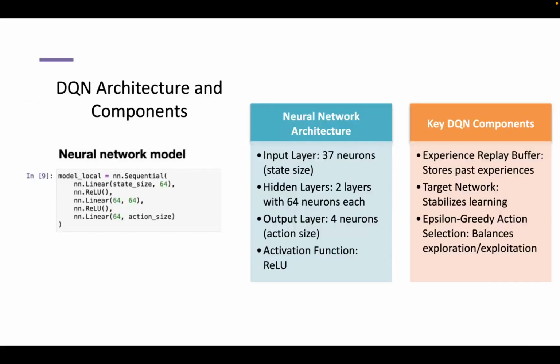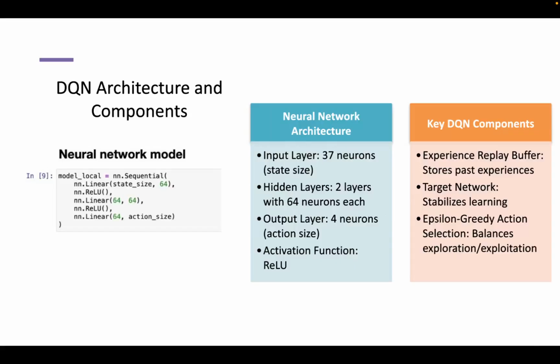To solve this problem, I implemented a deep Q network, or DQN. The neural network architecture consists of an input layer with 37 neurons corresponding to the state space, 2 hidden layers with 64 neurons, each using ReLU activation functions, and an output layer with 4 neurons corresponding to the possible actions. The key components that make DQN effective are an experience replay buffer that stores past experiences and allows the agent to learn from them multiple times, and a target network that stabilizes the learning process by providing consistent Q value targets.